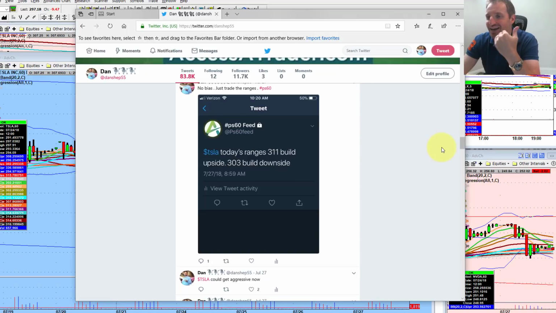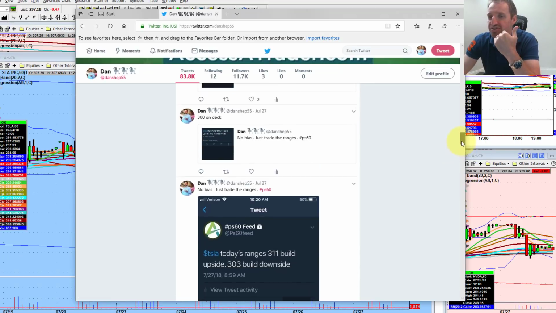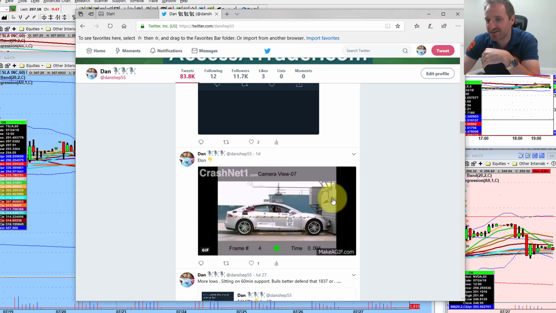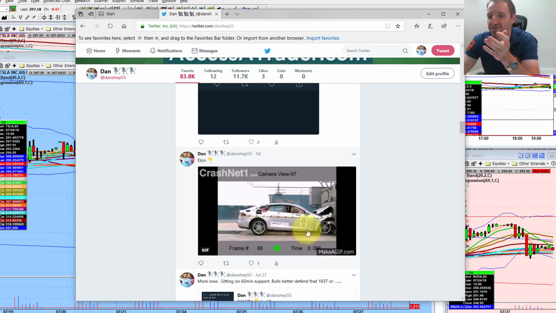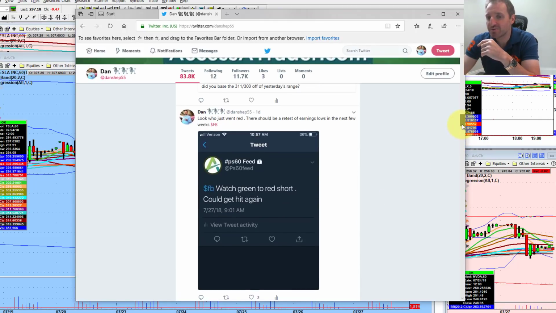And again, not everything needs to be a pivot. Just understanding the way the market moves. And again, you can see, I love this GIF, by the way, Tesla crashing. It's one of my favorite GIFs. But again, not everything in trading is a pivot.